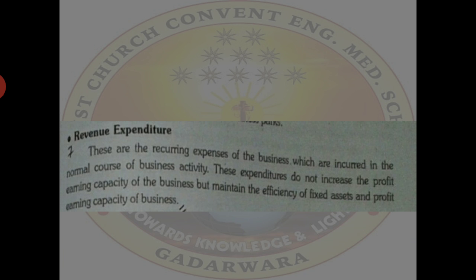Now we'll talk revenue expenditures, which are incurred in normal course of business activities, and they do not increase the profit earning capacity of the business, but they maintain the efficiency of business assets and profit earning capacity of business. So happens in a normal course of business every time.